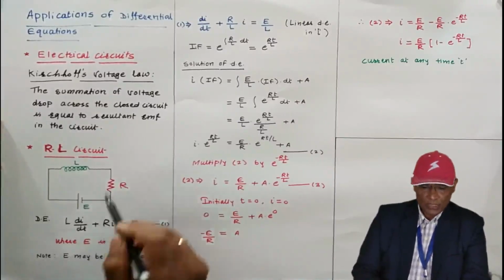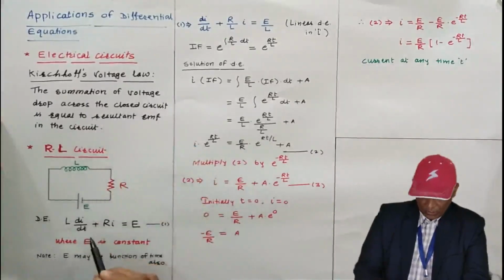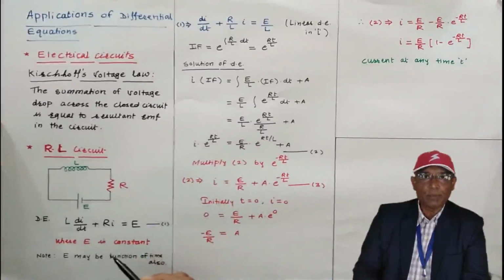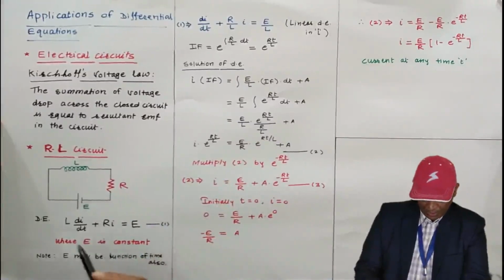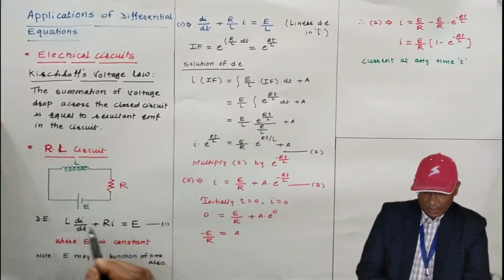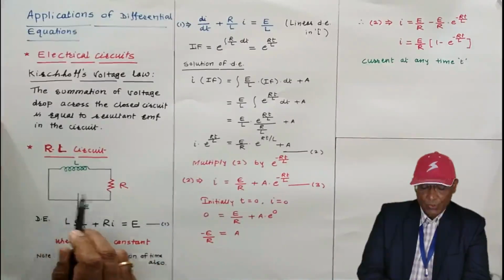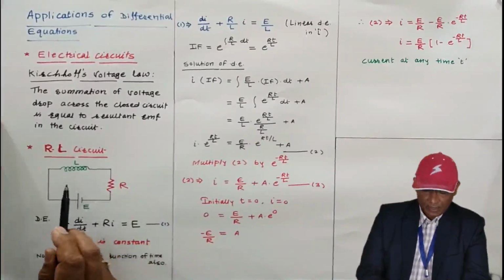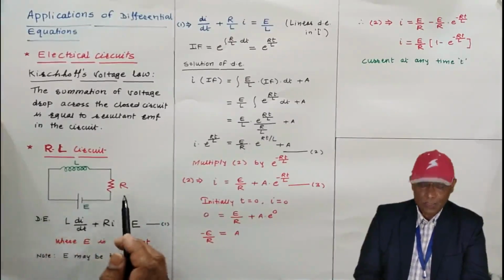And this total voltage drop is equal to E, where E is the total EMF across the battery. Now L di by dt plus Ri equals E. This is the differential equation of this mesh, the differential equation of this circuit containing inductance L and resistance R.